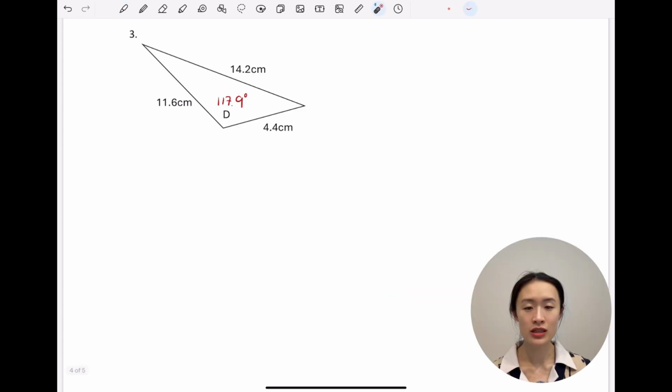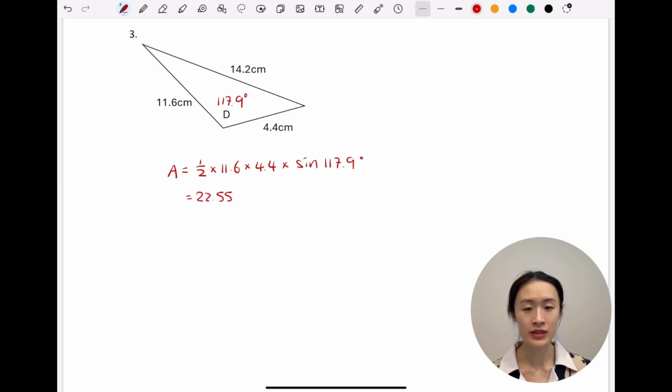For the last question, we are going to use the angle D, 117.9 degrees, because we have the length of both sides of the angle. So by using the formula, area is a half times 11.6 times 4.4 times sine 117.9. Area is 22.55 centimeters squared.